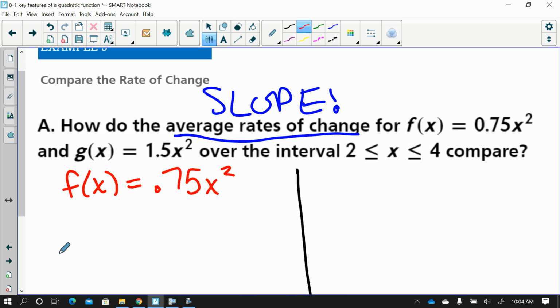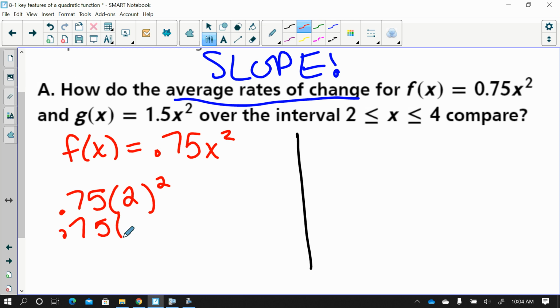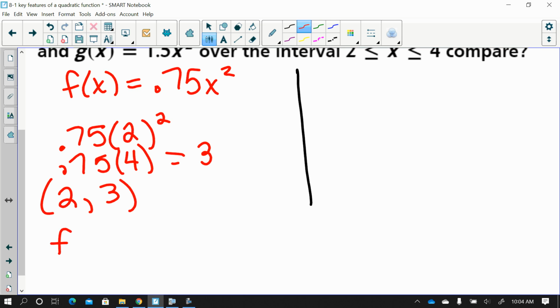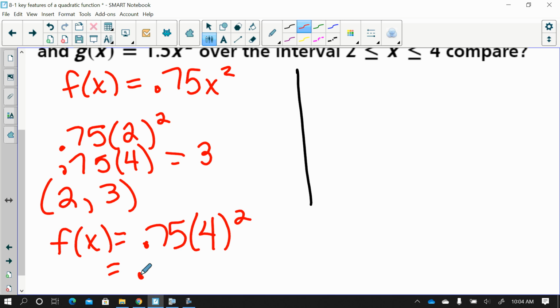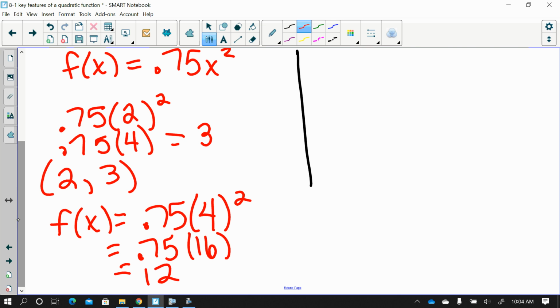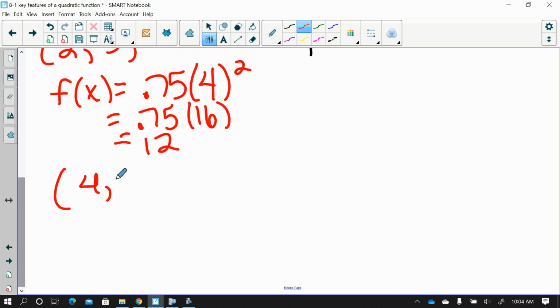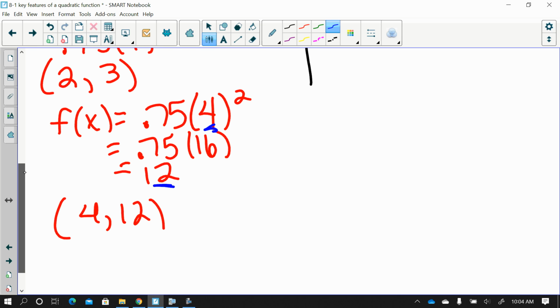Okay, I'm going to plug in 2. So the first thing I'm going to do is plug in 2. So 0.75 times 2 squared. Okay, 0.75 times 4 is equal to 3. So I get the point (2, 3). Okay, I'm also going to plug in 4. So 0.75 times 16 equals 12. So the other point is (4, 12). Because I plugged in 4, I got out 12. So now I've got 2 points.